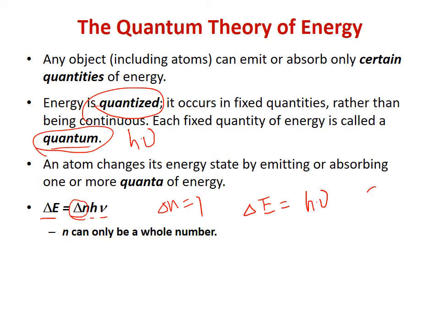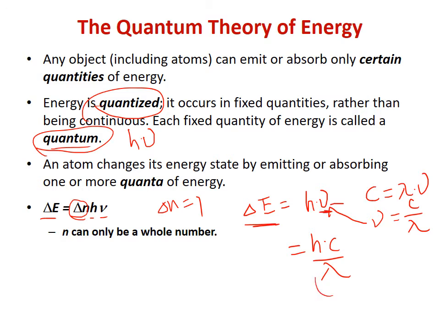We all know that speed of light equals wavelength times frequency. So frequency is the speed of light divided by wavelength. Plugging in, we get delta E equals Planck constant times speed of light divided by wavelength. That indicates that energy is proportional to frequency, but inversely proportional to the wavelength. Short wavelength radiation, such as X-rays, has high frequency and high energy. But long wavelength radiation, such as radio waves, has low frequency and low energy.